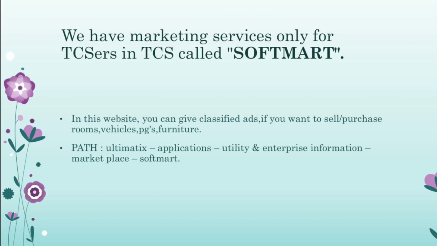So how to access this website? The path to access that website is, firstly you need to log into Ultimatix. Next, go to Applications. Under Applications you will find an option called Utility and Enterprise Information. Under that you can find Marketplace, and under Marketplace you have two options. I think one is eMart and the other one is Softmart, but you have to go for the option Softmart. To log in to this Softmart website we need to connect to the TCS VPN.